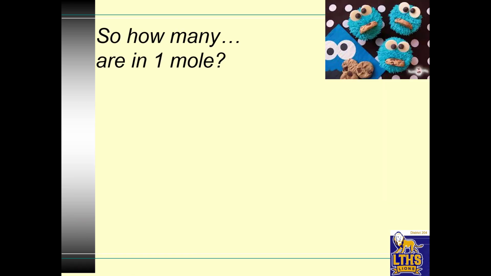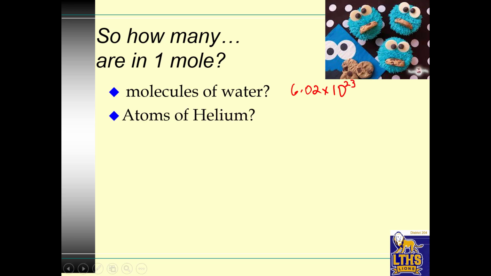Okay, so how many are in 1 mole? How many molecules are in 1 mole of water? 6.02 times 10 to the 23rd, because molecules represent water. How many atoms are in a mole of helium? 6.02 times 10 to the 23rd. Why? Because atoms represent helium, and that's how much a mole is. How many pencils are in a mole of pencils? 6.02 times 10 to the 23rd, because pencils represent a pencil, a whole pencil. So if you had a mole of them, you would have Avogadro's number of them.